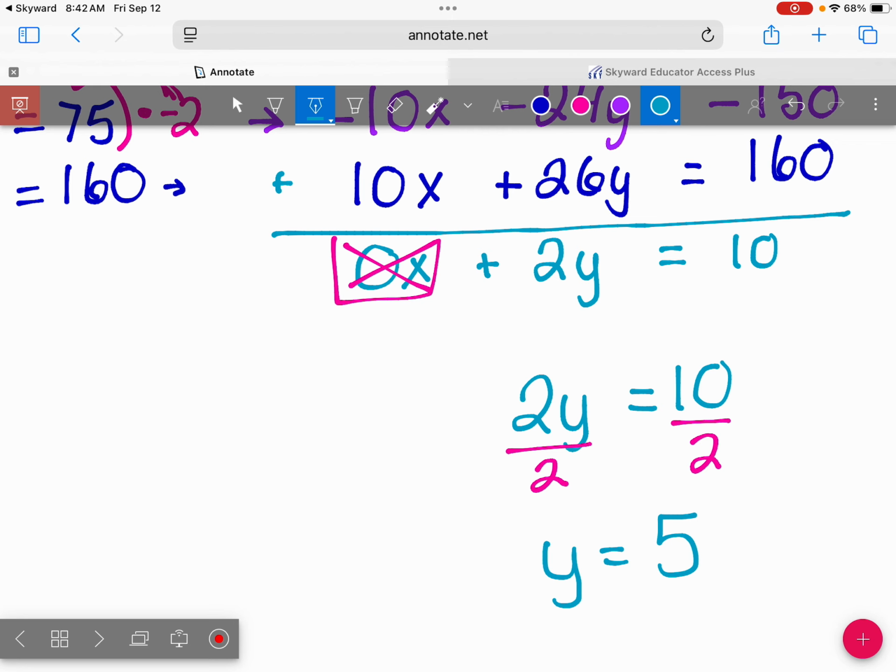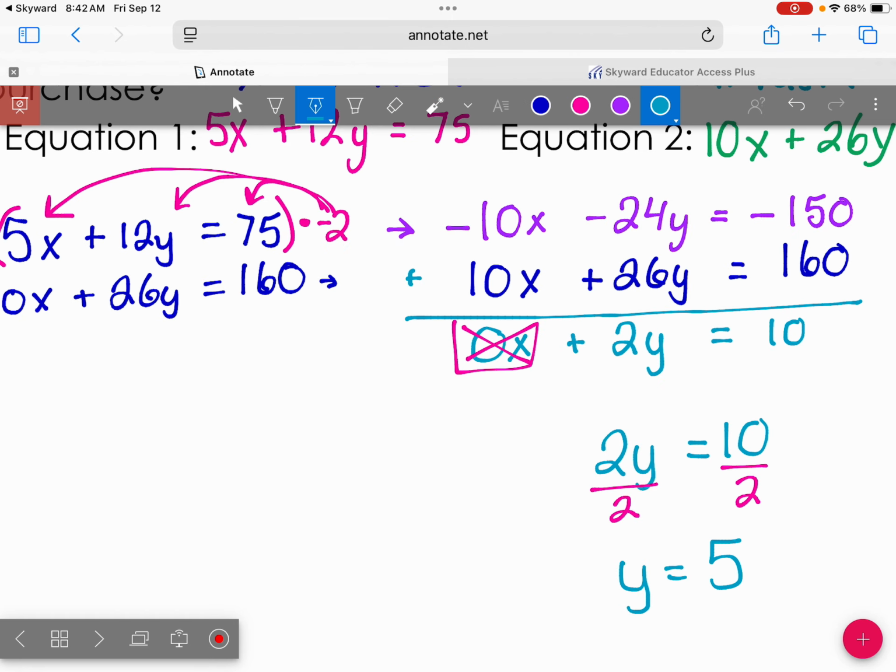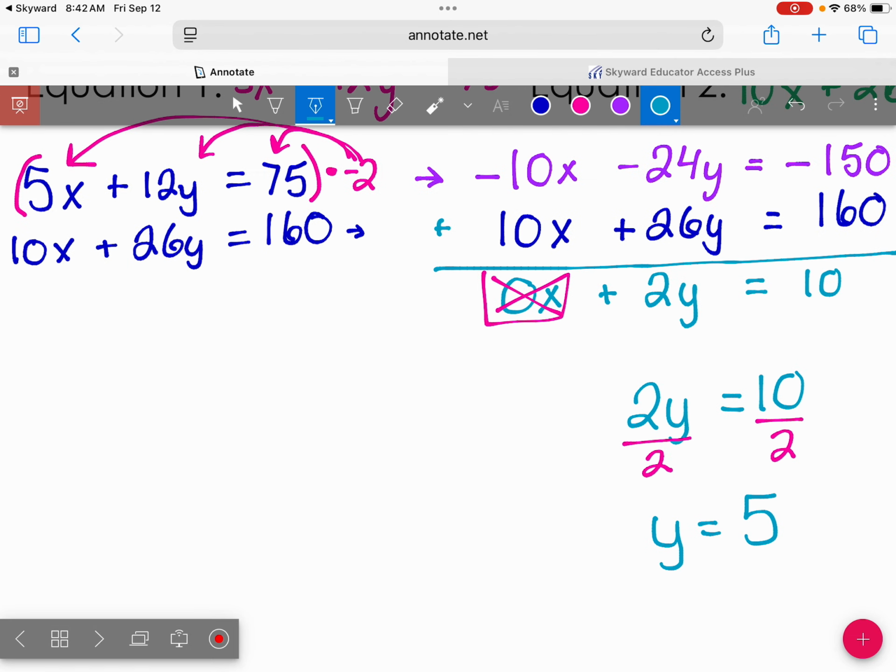Now we need to find our x. And I have several choices of equations to work with. I could use this purple guy, I could use the blue guy, I could use the exact same blue guy over here, or I could use this one in here with the 5x. Any of them. Totally cool. Whichever one is calling to you. It genuinely does not matter.